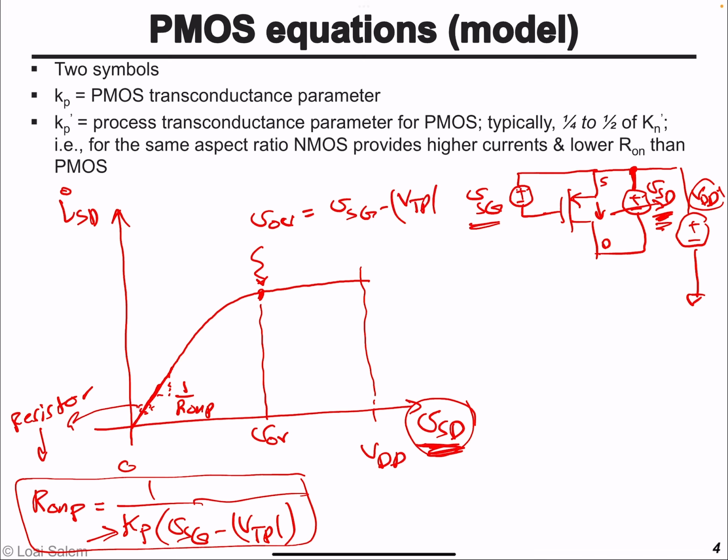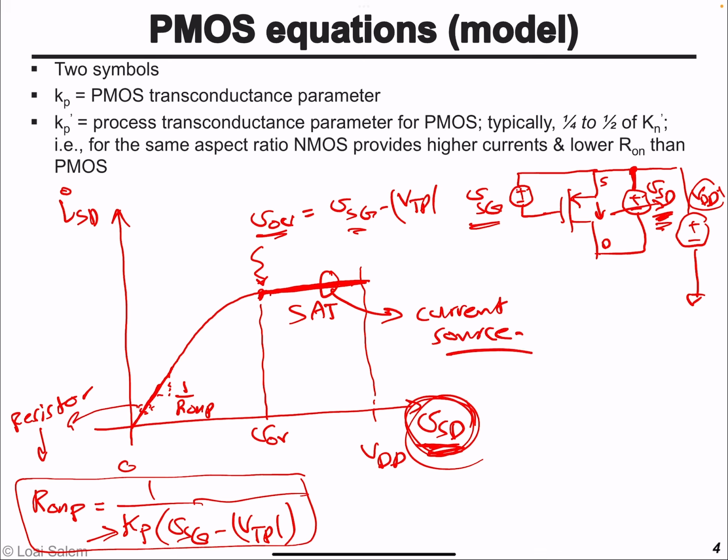Okay, so when VSD is larger than V overdrive, which is VSG minus VTP, essentially the transistor current becomes constant, and the transistor enters the saturation region. And when you have a constant current versus the voltage across the element, that's the behavior of a current source. Here, in deep triode, where the relation is linear, that's called the deep triode region. The transistor behaves as a resistor. In the saturation region, the transistor behaves as a current source.